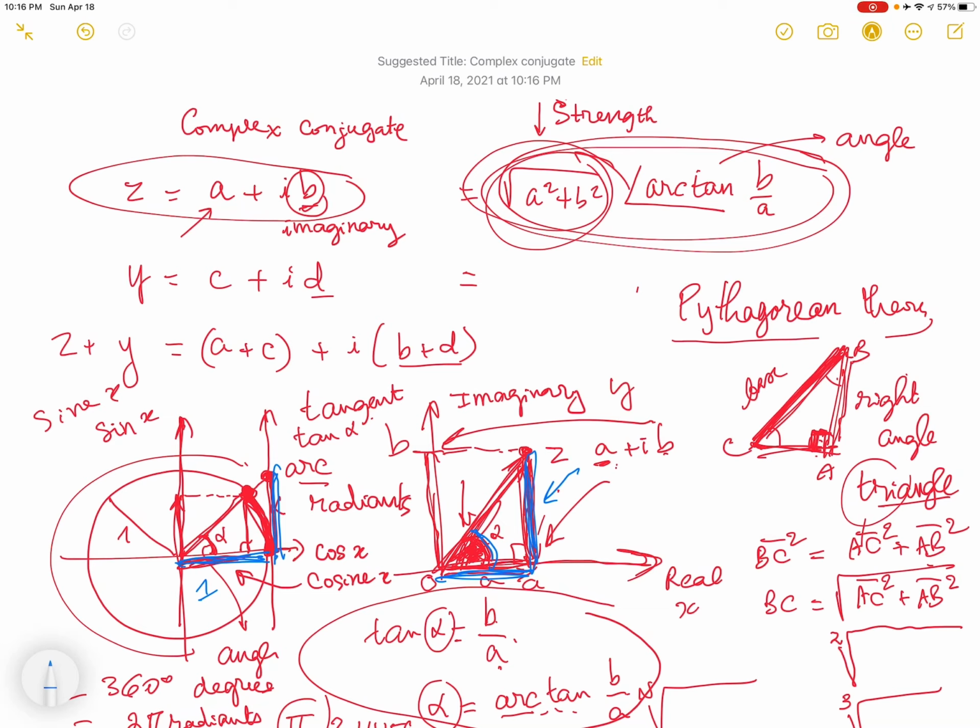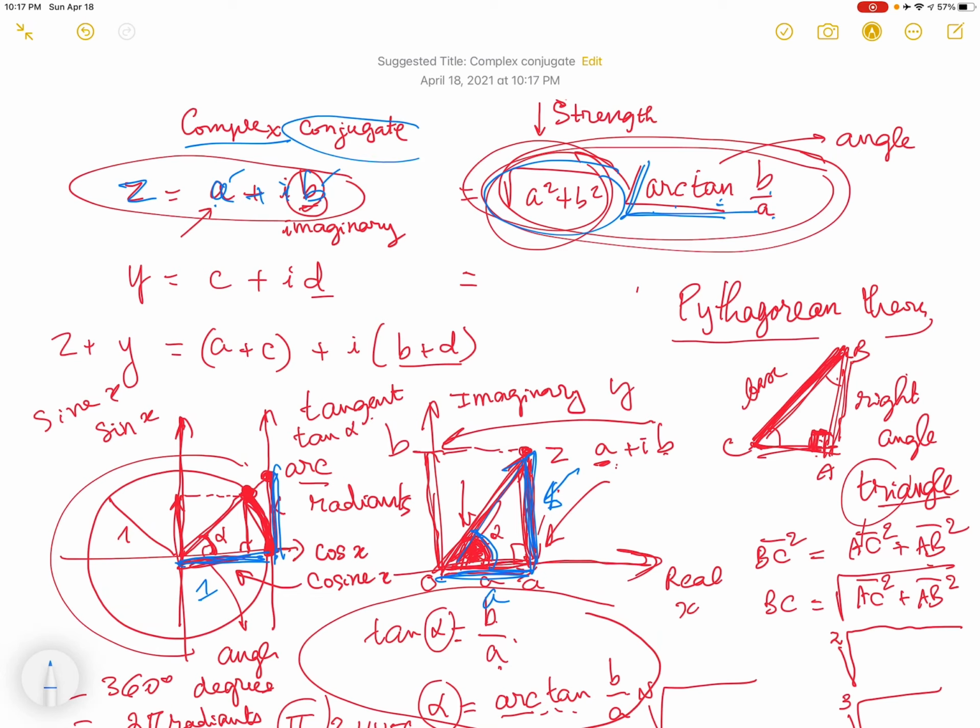We talk about the representation of a complex number written as z equal to a plus ib, where a is the real part, b is the imaginary part. And we talk about the representation in terms of a vector where you have a strength, square root of a squared plus b squared, and an angle, which has a tangent of b over a, which is this over this, where b is this and a is this.